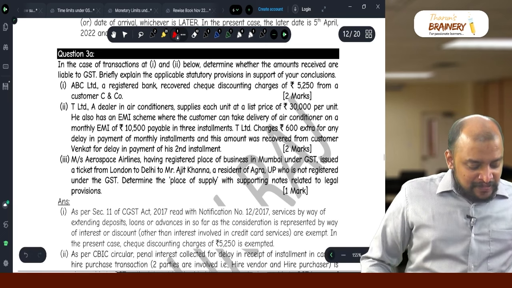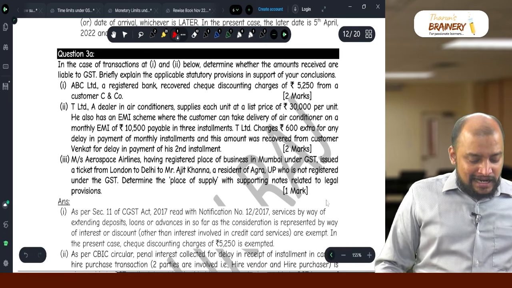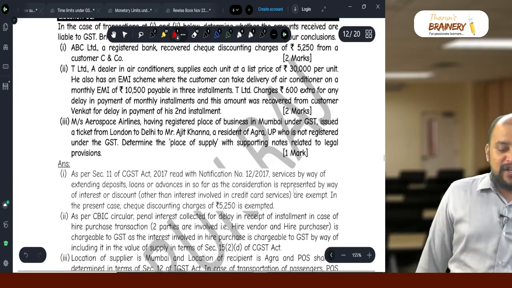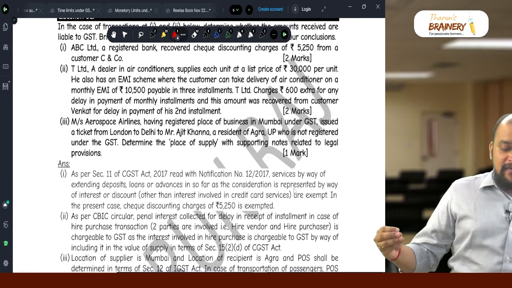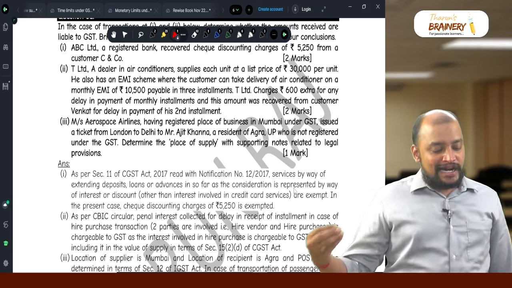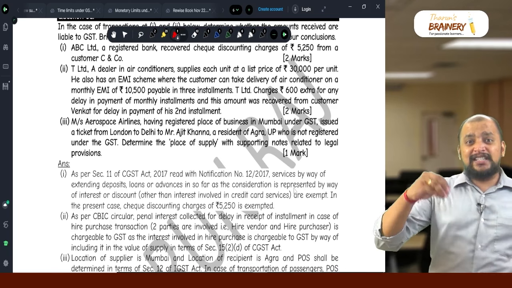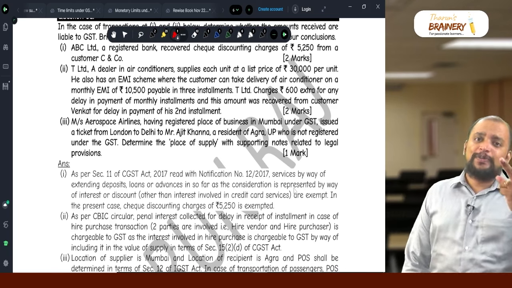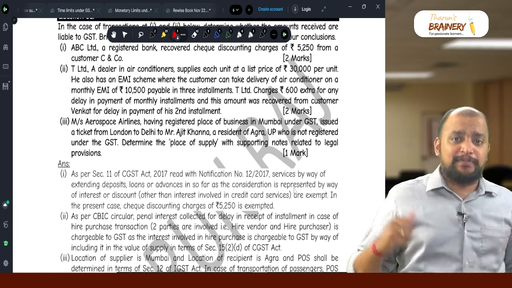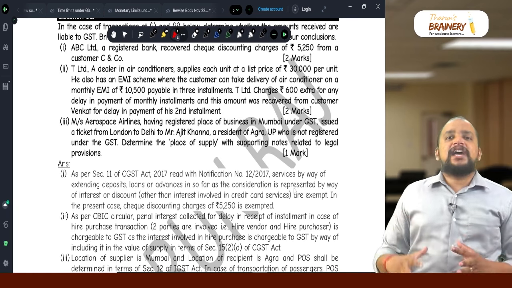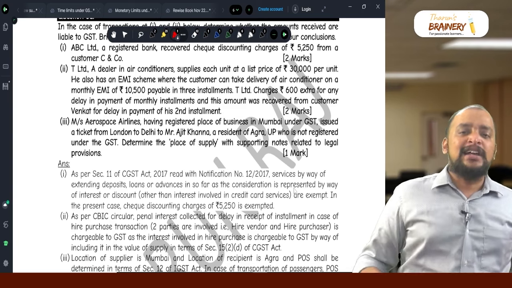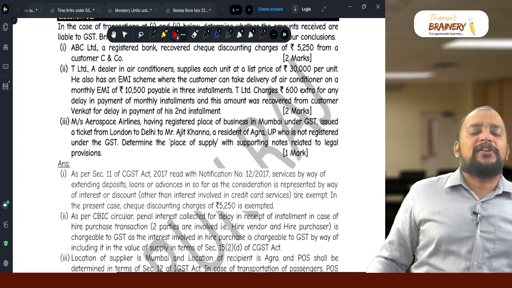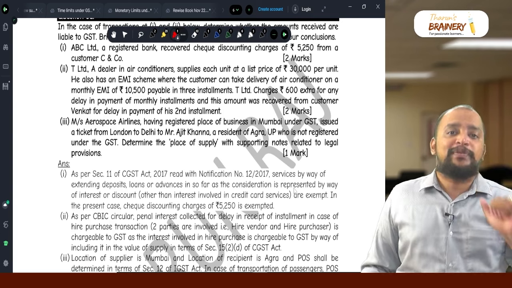Then next, T Limited, a dealer in air conditioners, supplies each unit at a list price of 30,000 rupees per unit. He also has an EMI scheme where the customer can take delivery of the air conditioner on a monthly EMI. So this is a hire purchase transaction because only 2 parties are involved, the hire vendor and the hire purchaser. So in this case of hire purchase transaction, the interest involved is chargeable to GST because the interest will be coming under delay in receipt of consideration. So the interest involved in hire purchase is taxable.